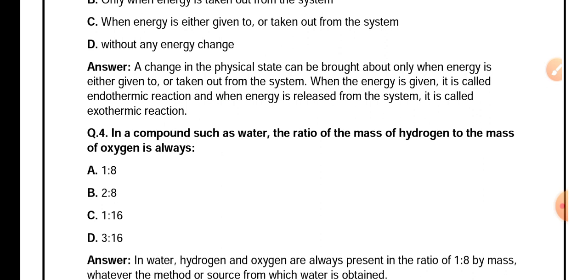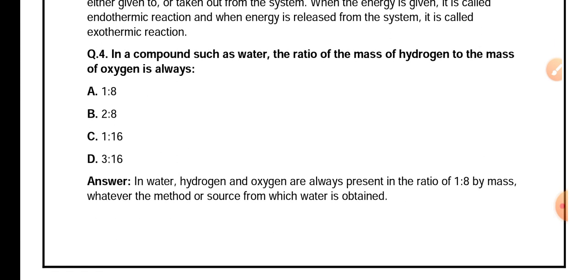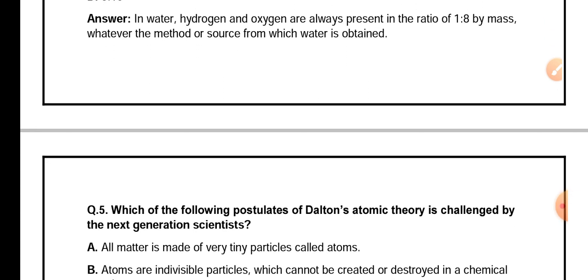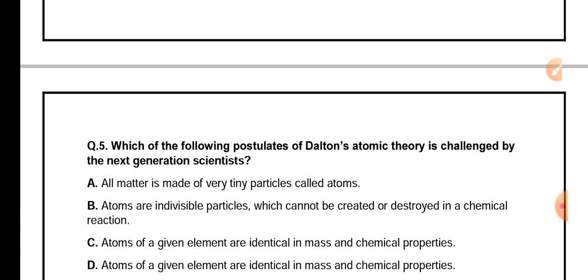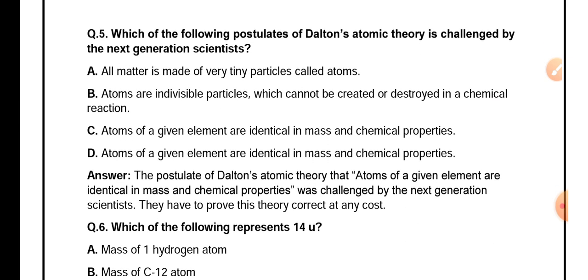In compounds such as water, the ratio of mass of hydrogen to mass of oxygen is always 1:8 by mass, whatever the method or source from which the water is obtained. Then, which of the following postulates of Dalton's atomic theory, I will explain. Already I will explain this concept.